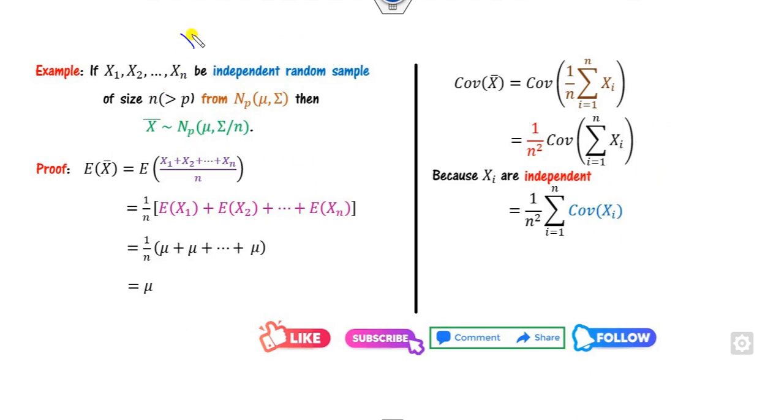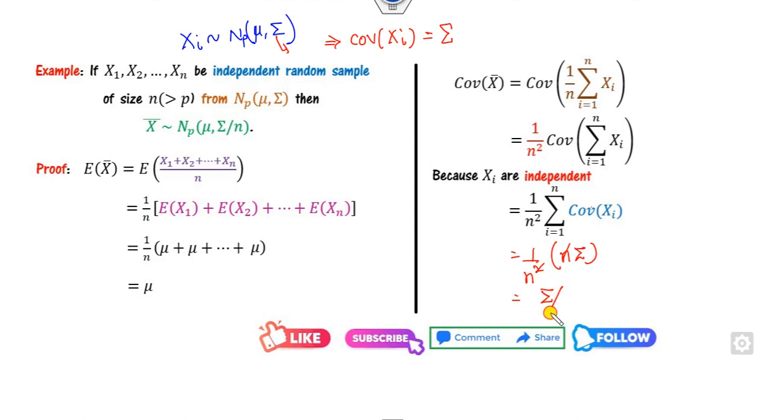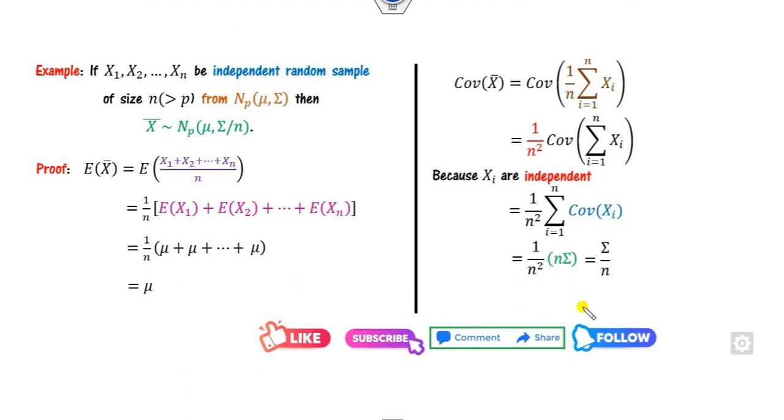Now, what is that? xi follows the multivariate normal distribution with the mean mu and the covariance matrix sigma. What does it imply? The covariance of xi is my covariance matrix sigma. If I substitute here, this will be n times sigma. So one n will be cancelled out. It comes to be sigma divided by n.